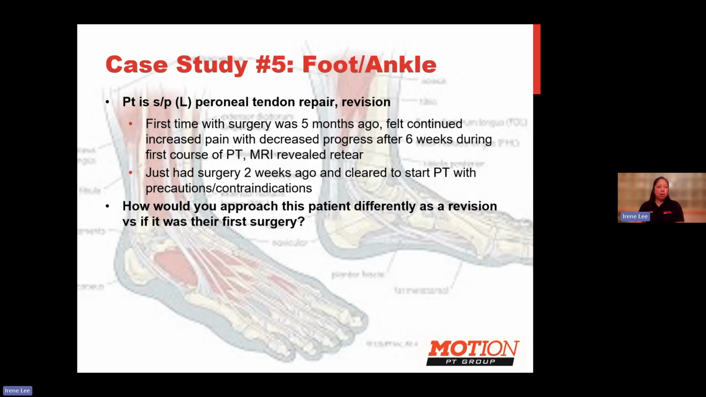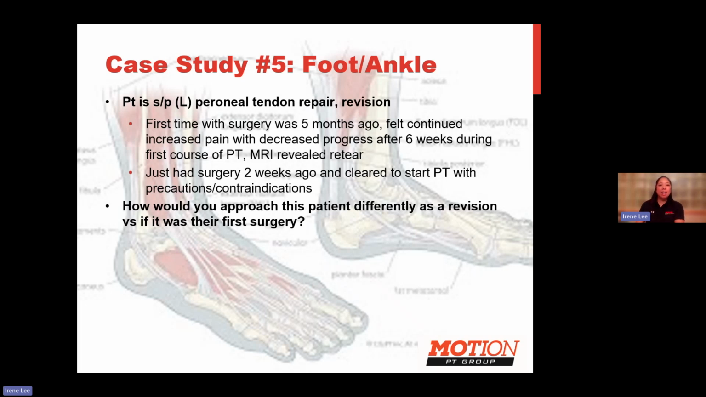He went back to the doctor who did another MRI, and he actually retore it. And he actually retore it worse somehow. I don't even know how. Had surgery. This happened 2 weeks ago, so they revised it, and then he finally got cleared to start with PT with very, very strict precautions and contraindications. Because this is a revision, the doctor was much more cautious in terms of when to clear him for weight bearing. That was a huge thing that she put on him that wasn't on the first one. So instead of non-weight bearing for 4 weeks, he was non-weight bearing for 8.